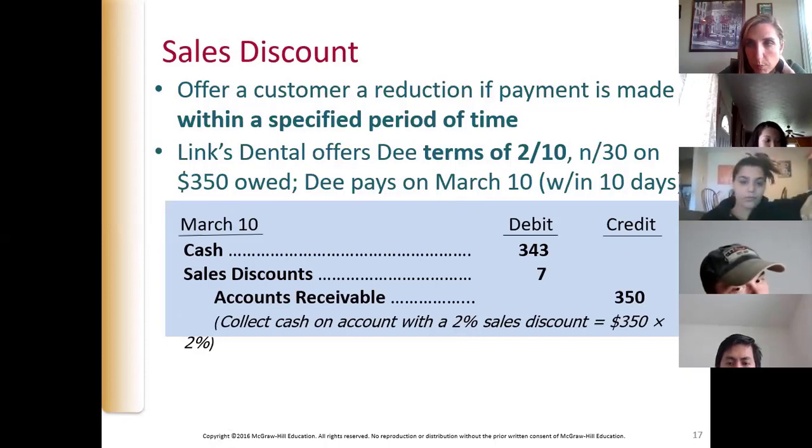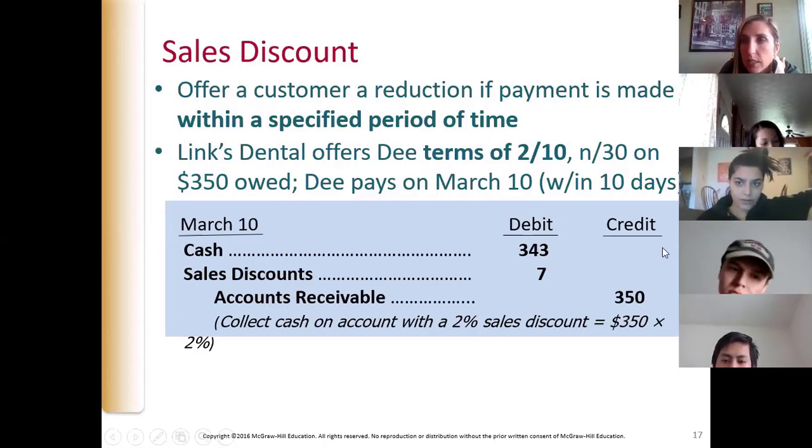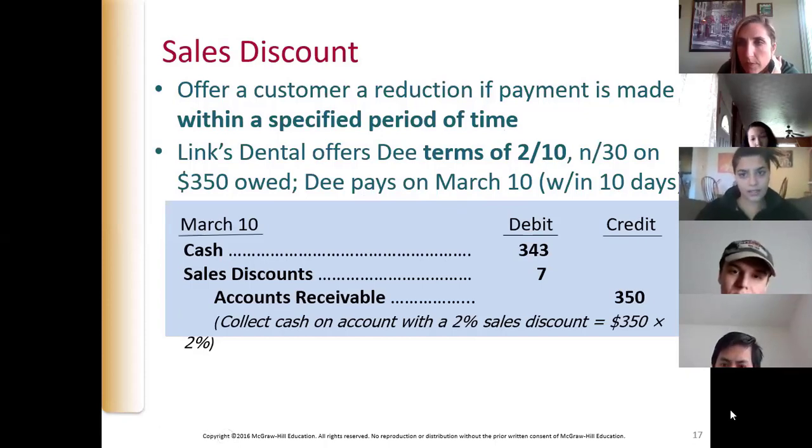And the 2 represents, do you remember what the 2 represents? 2% off. Good, excellent. Yes, 2% off. What's the 10 represent? 10 days to pay it. Good, excellent. They only get to take the 2% off their bill if they pay within the 10 days. Perfect. The days to utilize that discount.